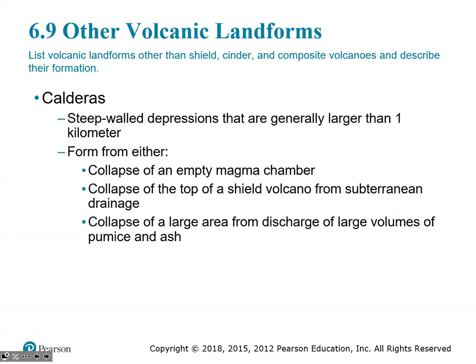One of these is a caldera. A caldera is a steep-walled depression, generally larger than a kilometer across. And they generally form from the collapse of an empty magma chamber, or they form from the collapse of something underneath the top of a volcano. So the collapse of an empty magma chamber, the collapse of the top of a shield volcano from subterranean drainage, or the collapse of a large area from discharge of large volumes of pumice and ash.